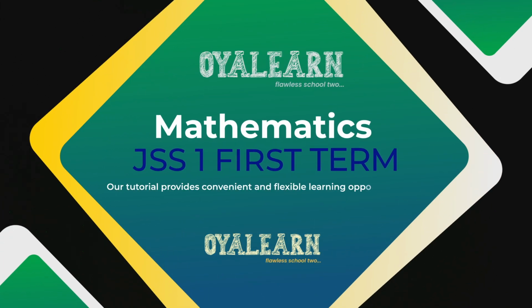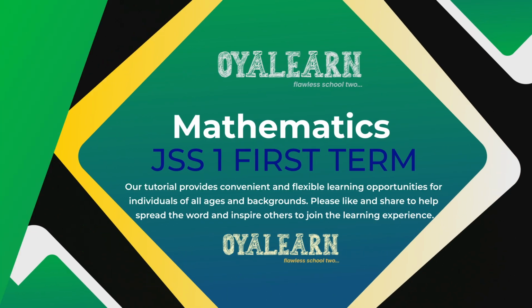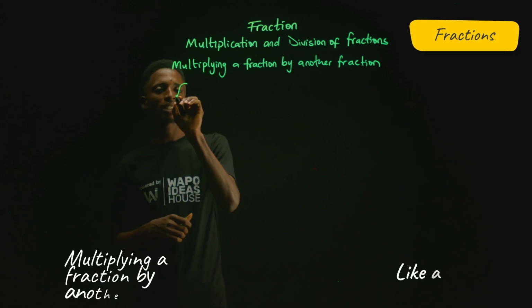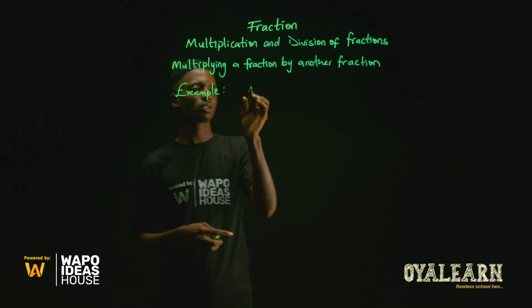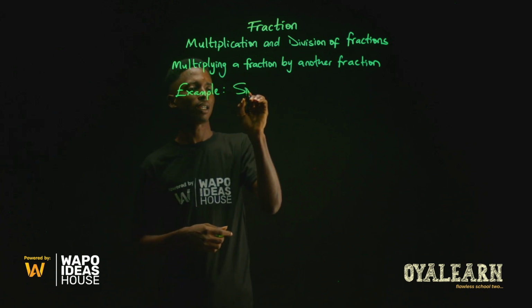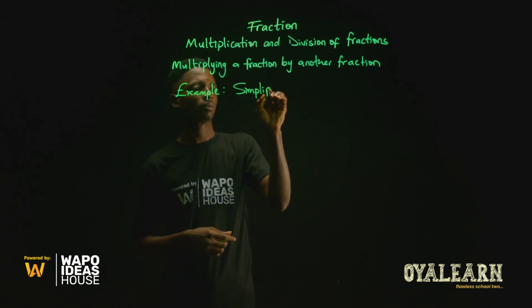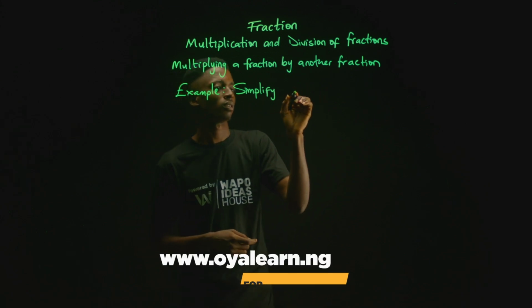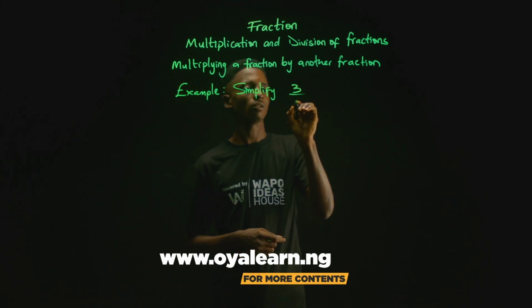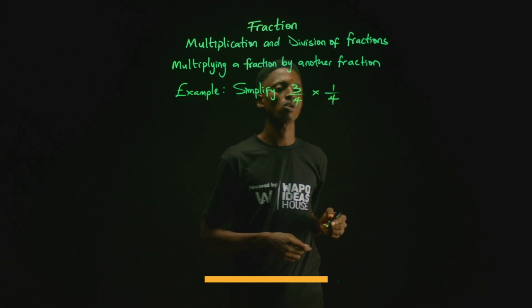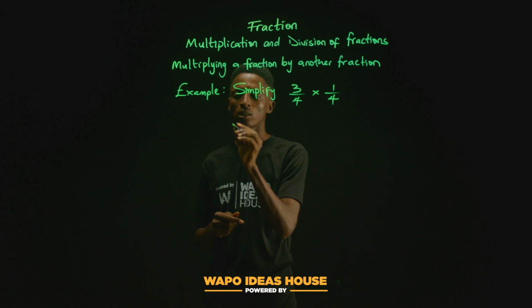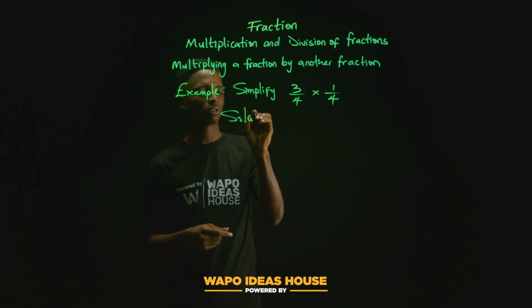Multiplying a fraction by another fraction. If you're given a task like this, like in this example, where you're asked to simplify (3/4) multiplied by 1/4. Now, how do you do this? Solution.